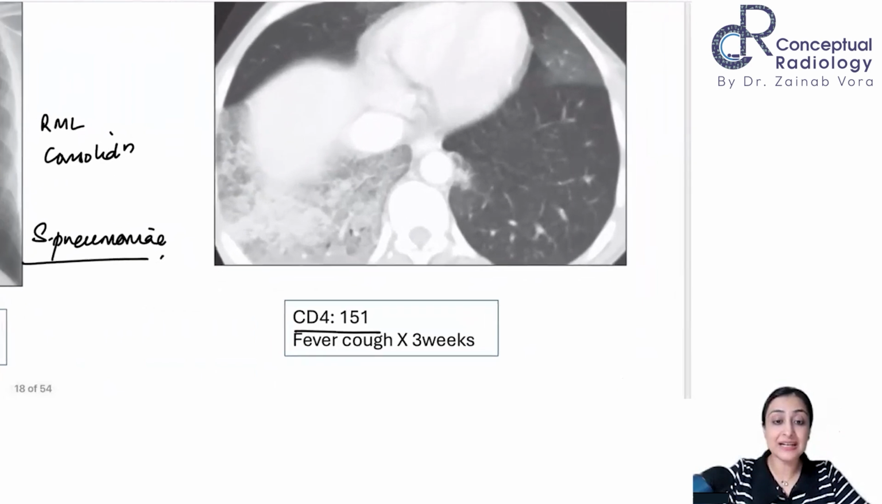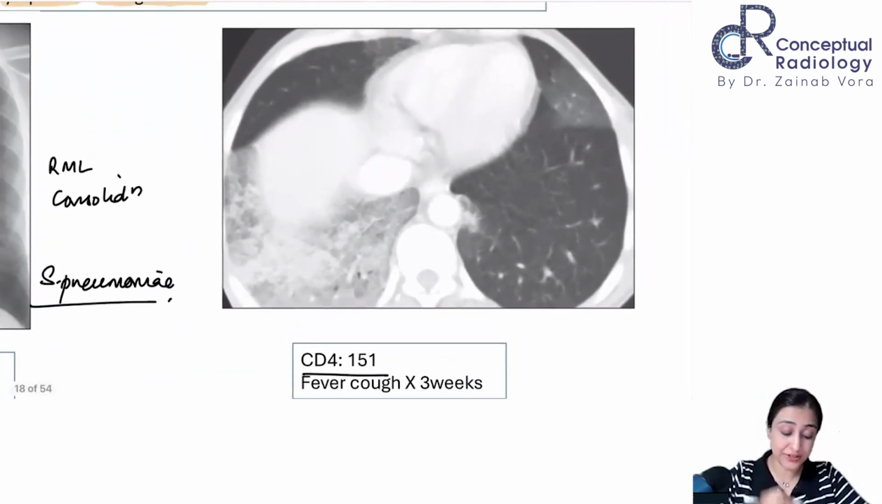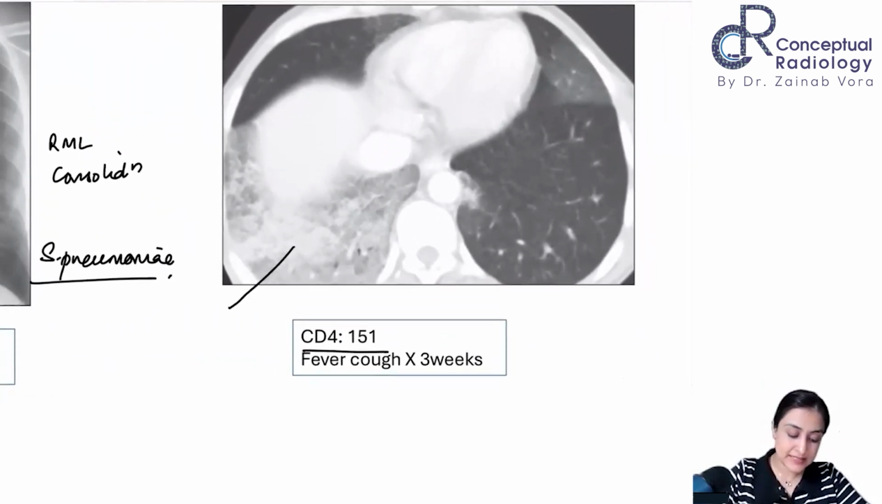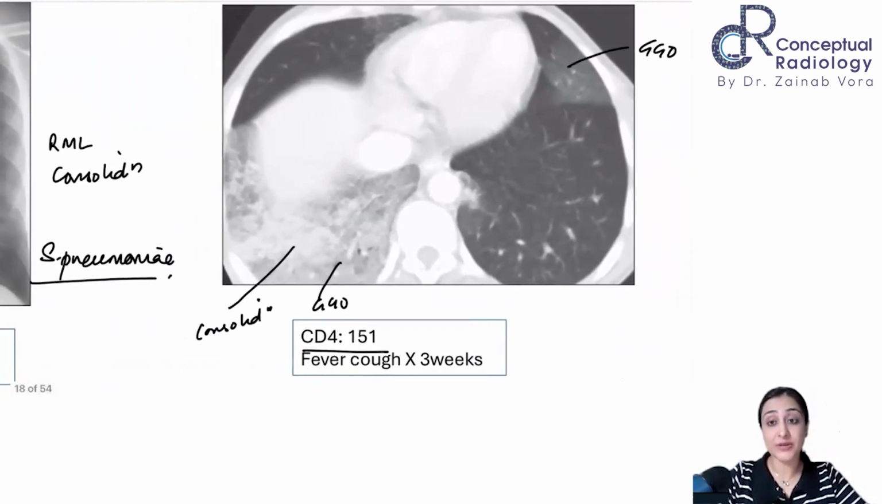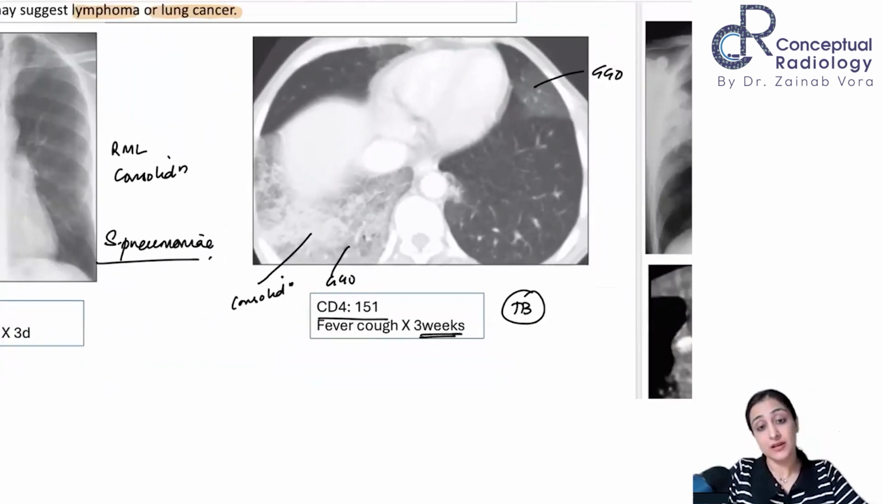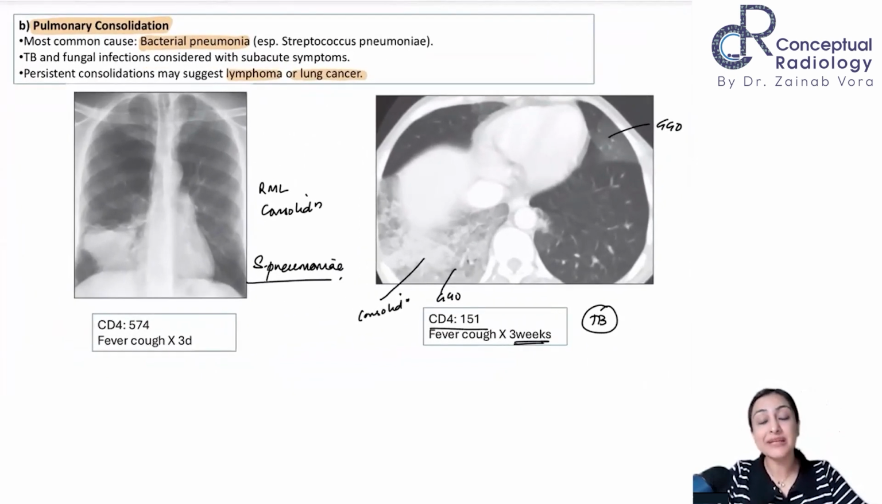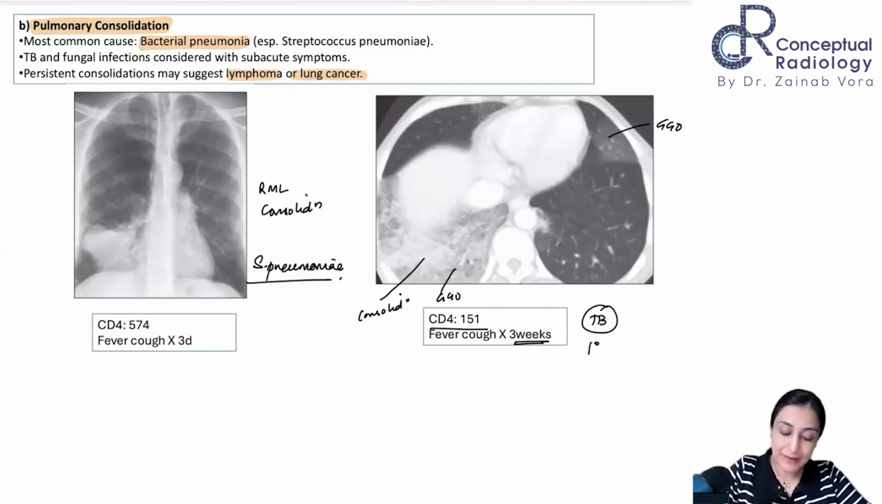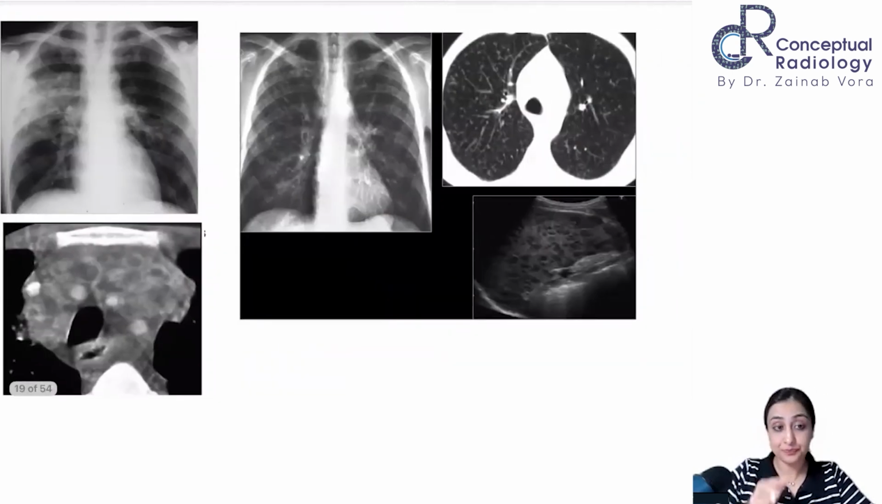Relatively lower CD4 count now, 151, less than 200. And you can see this consolidation with surrounding GGOs. You can see another patch of GGO in the left middle lobe as well. So this, because it was long standing, actually turned out to be a case of tuberculosis, right? So this is much like your primary pattern of TB, isn't it? CD4 less than 200, consolidation, we said, right? So this is your primary pattern of TB in relatively lower CD4 count.